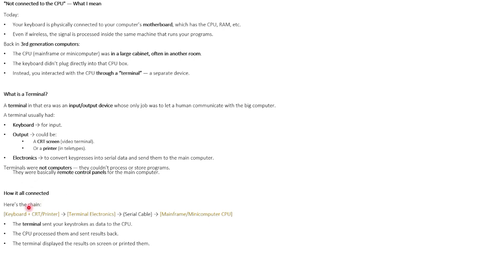How is it all connected? Here's the chain. Keyboard plus CRT or printer, which is known as the terminal, then terminal electronics, connected to the mainframe or minicomputer CPU via a serial cable. So the terminal sent your keystrokes as data to the CPU. The CPU processes them and sends the result back. The terminal displays the result on screen or prints it.